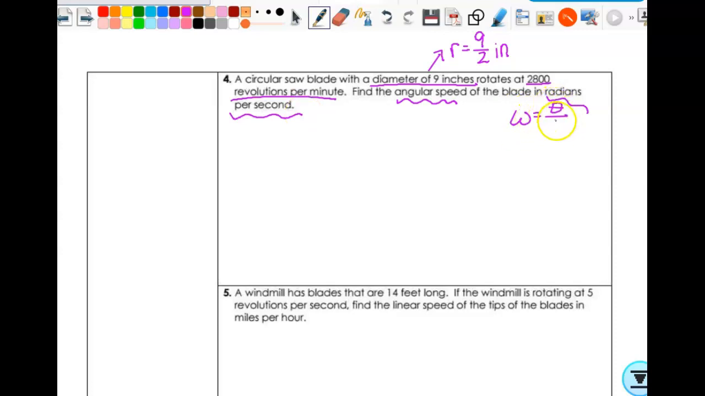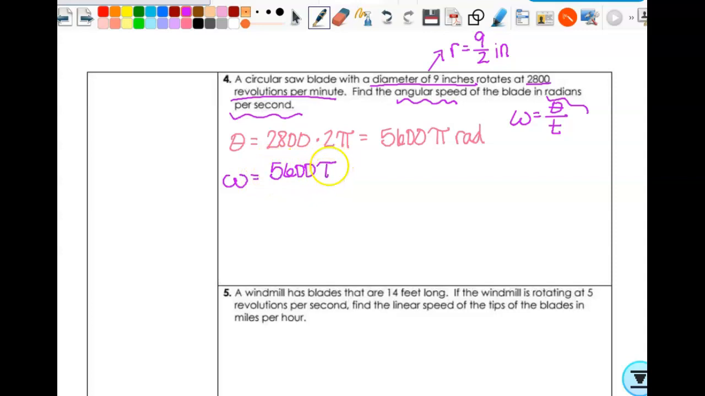That is theta over t. So theta, I know, is equal to the number of revolutions, which is 2,800, times 2 pi. And that will give you 5,600 pi radians. When I put it back into my omega formula, that's equal to theta, which is 5,600 pi radians. The time, it comes from my revolutions per minute here, so that's for every 1 minute.